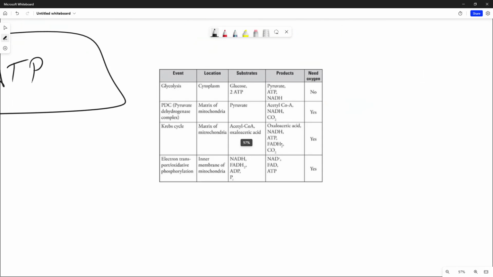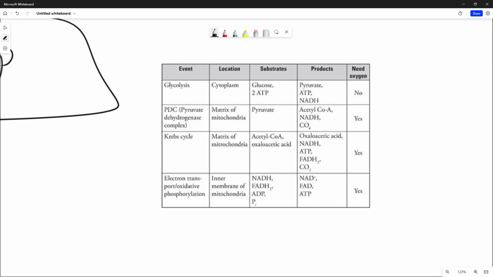And to close it out, we basically have this graph that you look at. So this is glycolysis. This happens in the cytoplasm of a cell. This needs glucose plus 2 ATP to produce pyruvate, 4 ATP, and NADH.